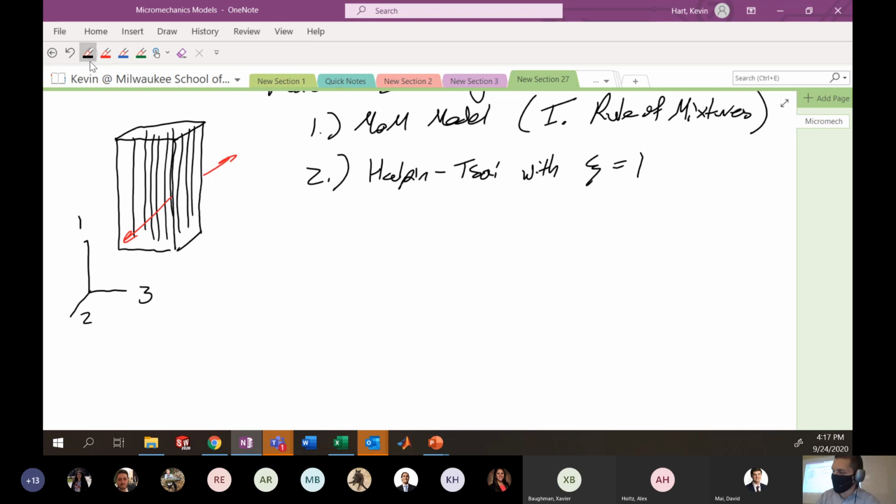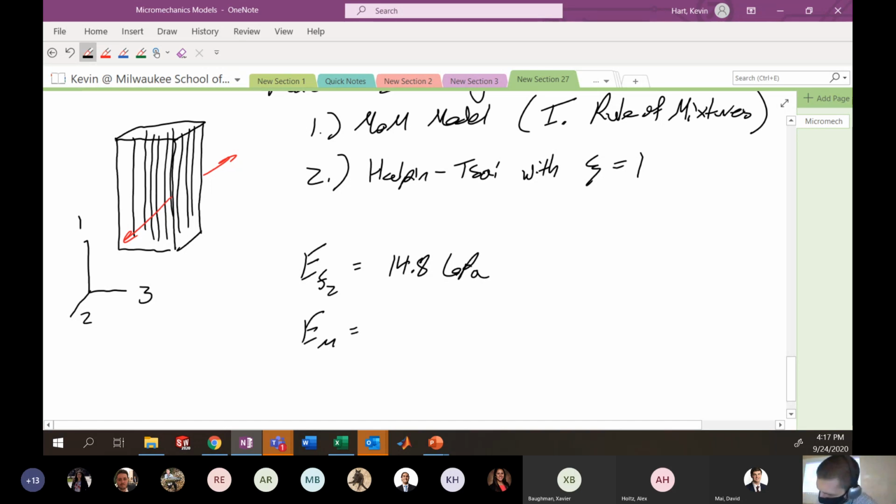All right, we're given information about the constituents. We're told that the modulus of the fibers in the 2 direction, remember that fibers themselves are anisotropic, carbon fibers have a different modulus in the 1 direction than they do across the individual fibers, is 14.8 GPa. The modulus of the matrix, the epoxy, is 3.45 GPa.